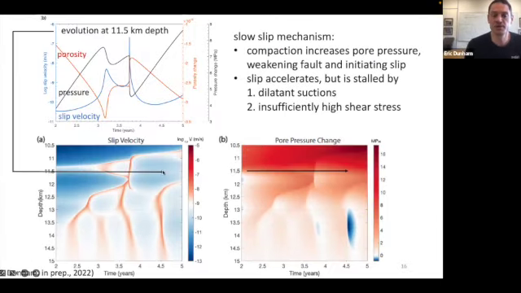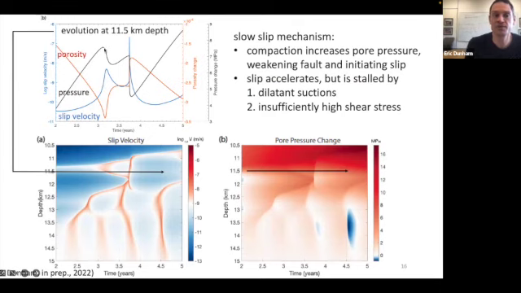So we'll do it here at 11.5 kilometers depth, where we see one aseismic slow slip event passing, and then another sharper one going here. You can see the porosity reducing in time. That's compaction. It's a long time scale process. That's increasing fluid pressure in black here. That's dropping frictional strength and causing slip rate to accelerate.